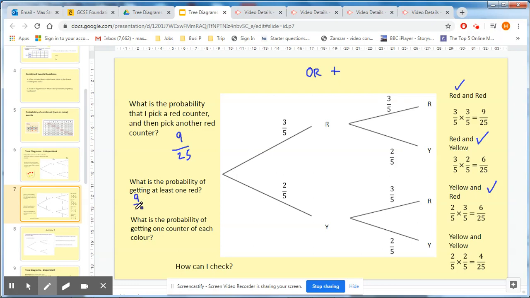So here, I'm going to need to do red and a red, 9/25, plus red and a yellow, 6/25, plus a yellow and a red, another 6/25, and I can say 9 plus 6 is 15, plus another 6 is 21 out of 25.